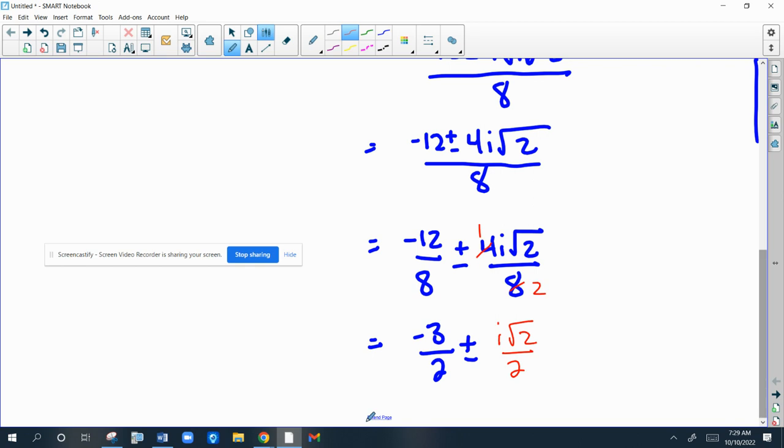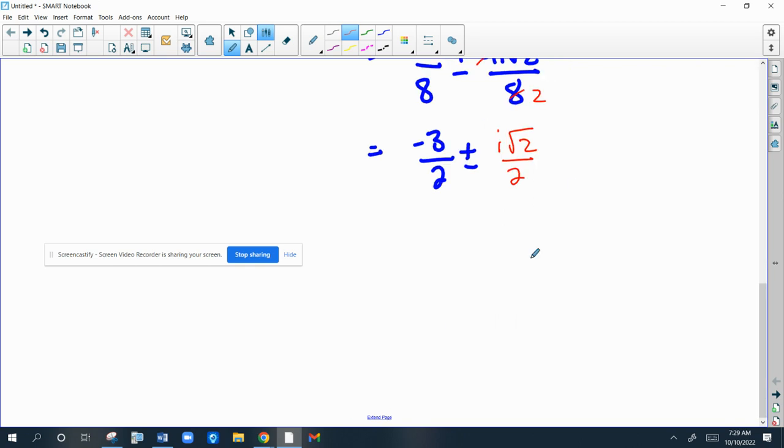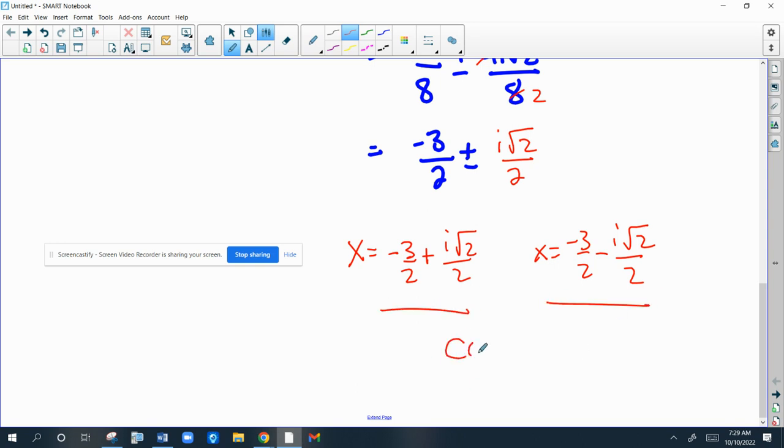There are 2 complex numbers that have an imaginary component. So your 2 answers are negative 3 halves plus i root 2 over 2 and negative 3 halves minus i root 2 over 2. And so the only difference is plus or minus. These are called conjugate pairs. They're conjugates of each other. And complex roots of polynomials always occur in conjugate pairs just like that. So that's that.